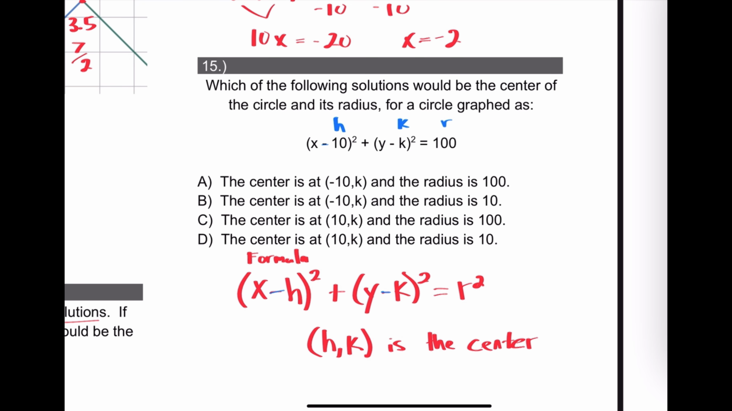It's got to be C or D there. Now the question is, is the radius 100 or is it 10? Well, notice in the equation, it's radius squared. So if they're saying 100 up above, then it's actually a radius of 10 because 10 squared is 100. So D would be our correct answer.